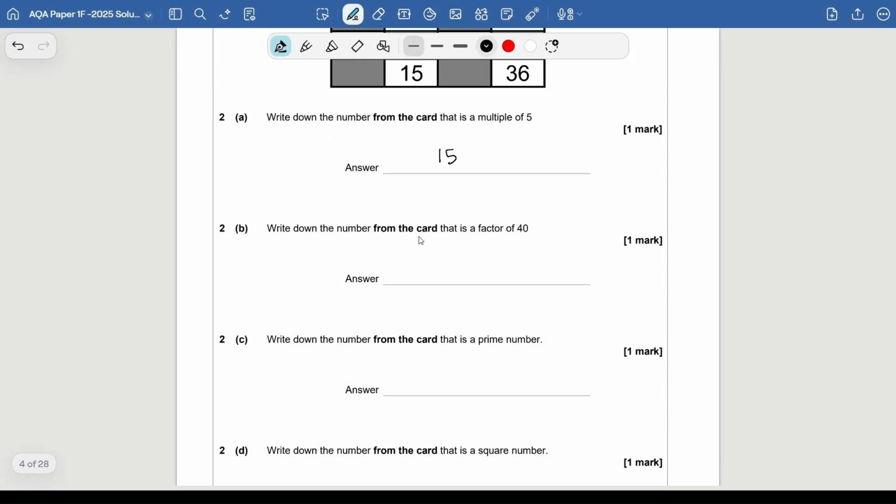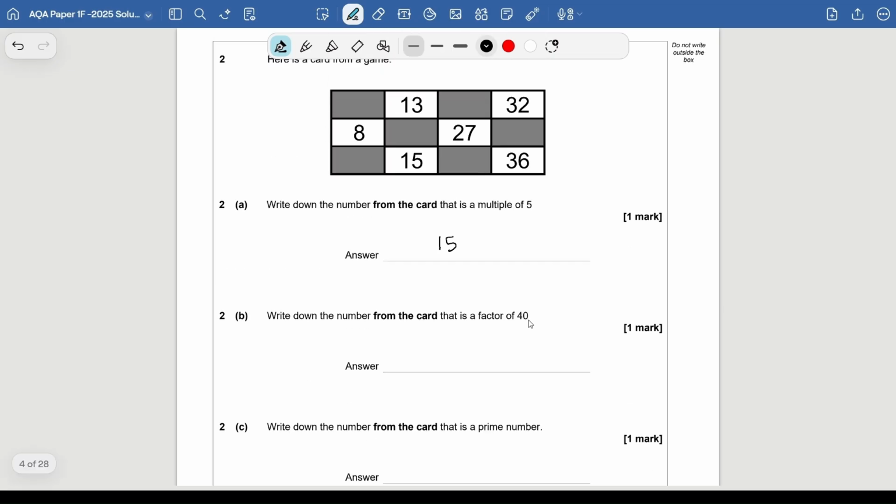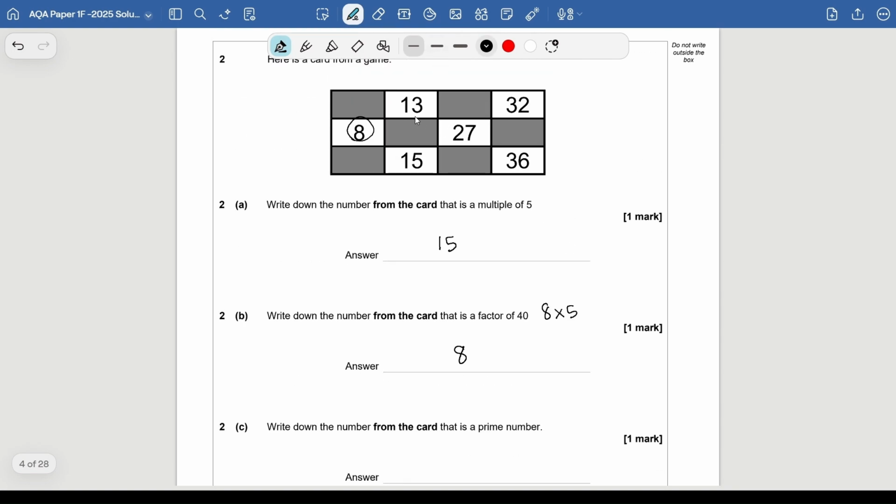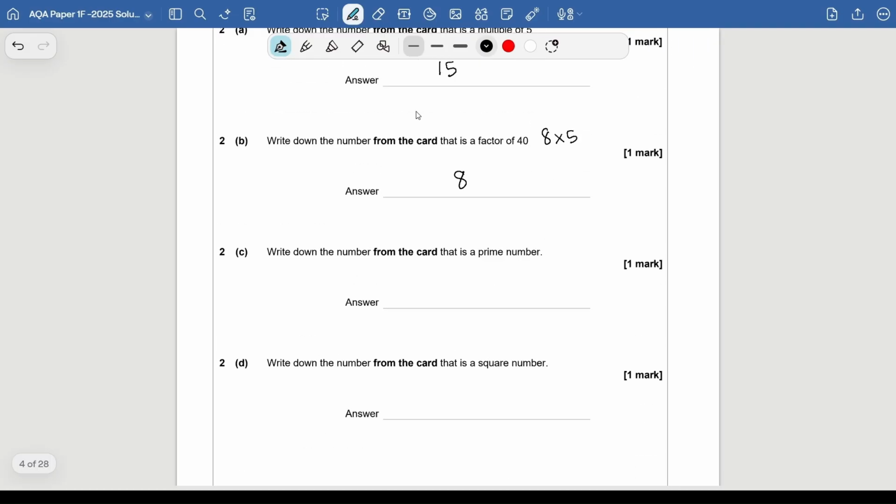Write down the number from the card that is a factor of 40. So factors are the numbers which multiply to give 40. So from these numbers, we have 8. 8 times 5 is 40. So the factor of 40 is 8. Write down the number from the card that's a prime number. A prime number has only 2 factors, 1 and itself. So from these numbers, we see number 13 is a prime number.